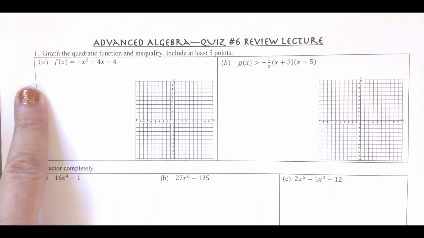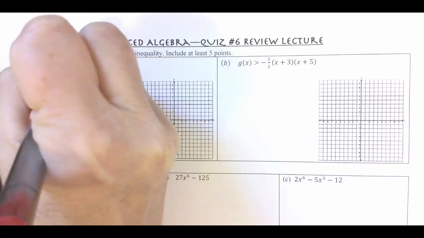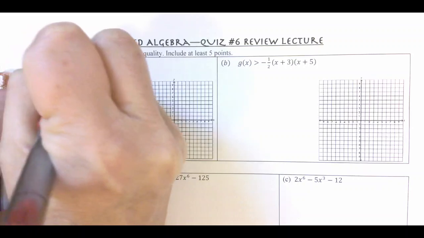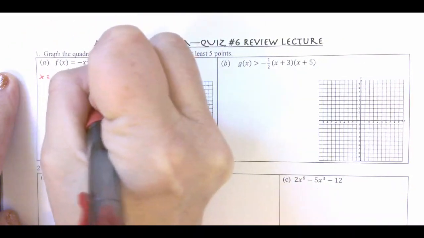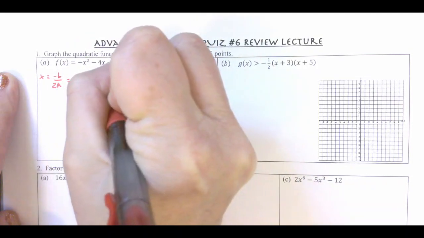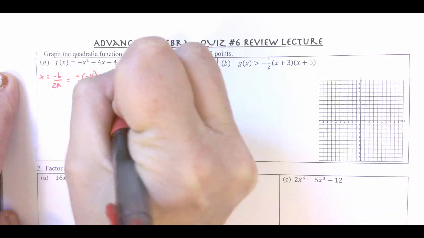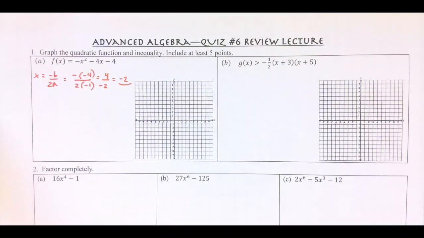So in order to get to my vertex, I need to do negative b over 2a. So I'm plugging in a negative 1 times a negative 4 over 2 times a negative 1. And 4 over negative 2 is negative 2. So the x-coordinate of my vertex is at negative 2. I need to plug back in to get to the y value.